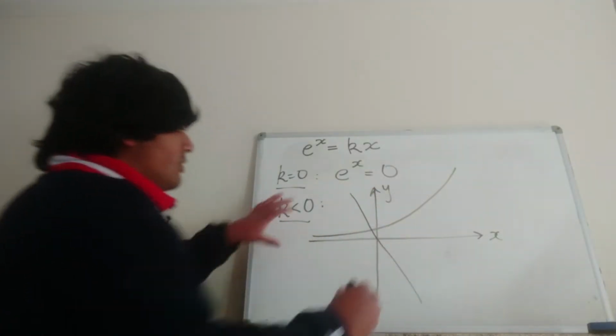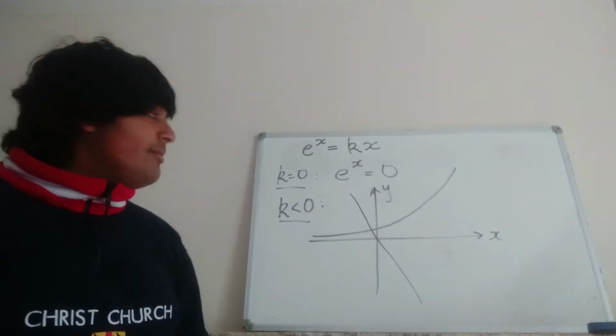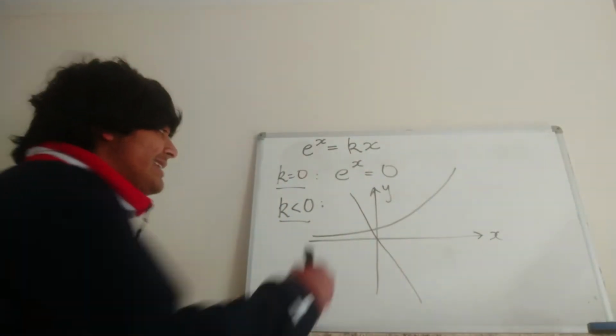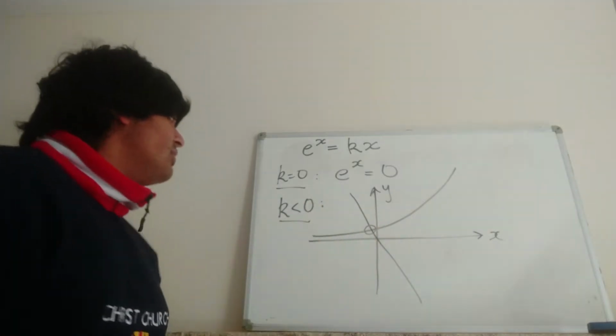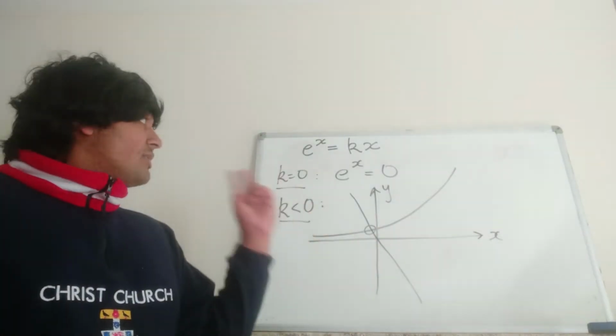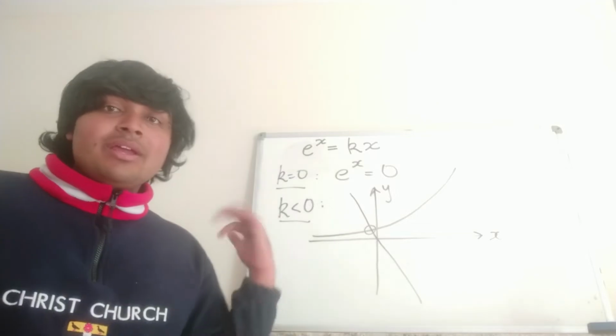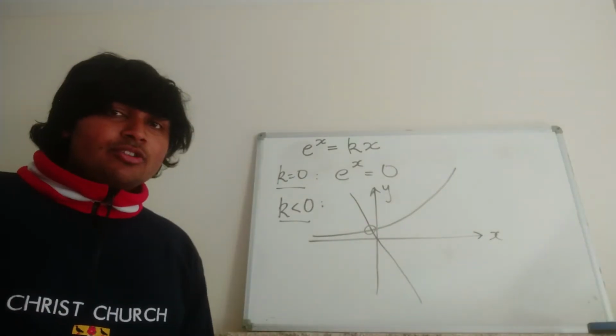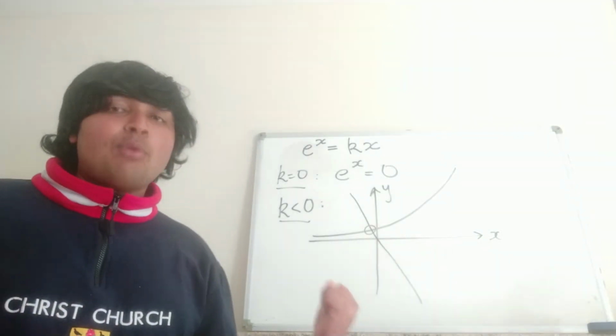So it's going to come from the top left quadrant to the bottom right quadrant, because the gradient k is negative, and we can clearly see there's always going to be just one solution. Okay, and that solves the case k is less than 0. So when k is 0, there are no solutions, and when k is negative, there's exactly one solution. Now let's look at the case where k is positive.